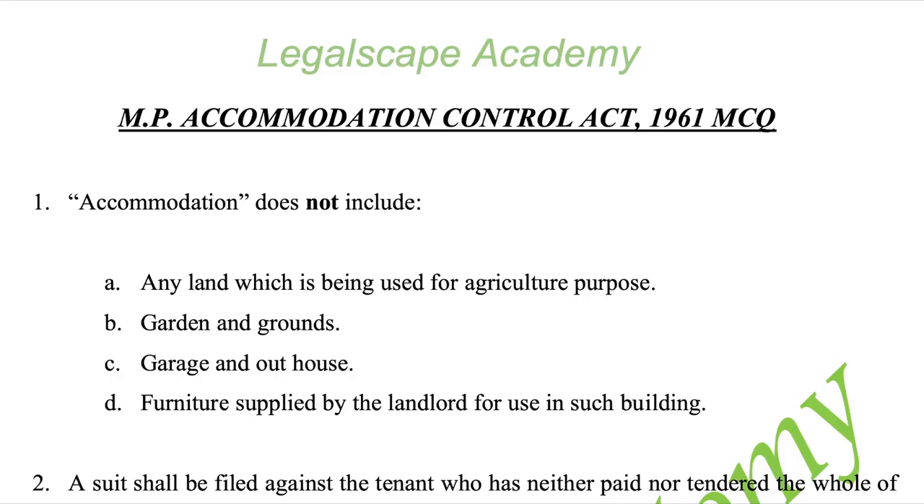Question 1. Accommodation does not include A. Any land which is being used for agriculture purpose. B. Garden in grounds. C. Garage and outhouse. D. Furniture supplied by landlord for use in such building. Write your answer.